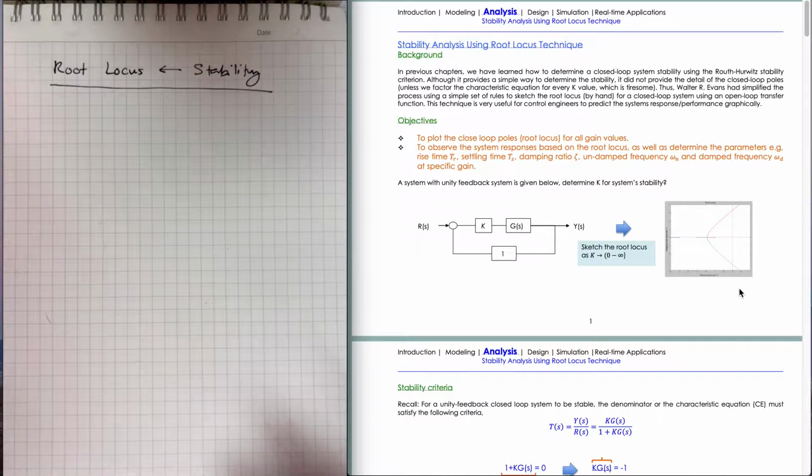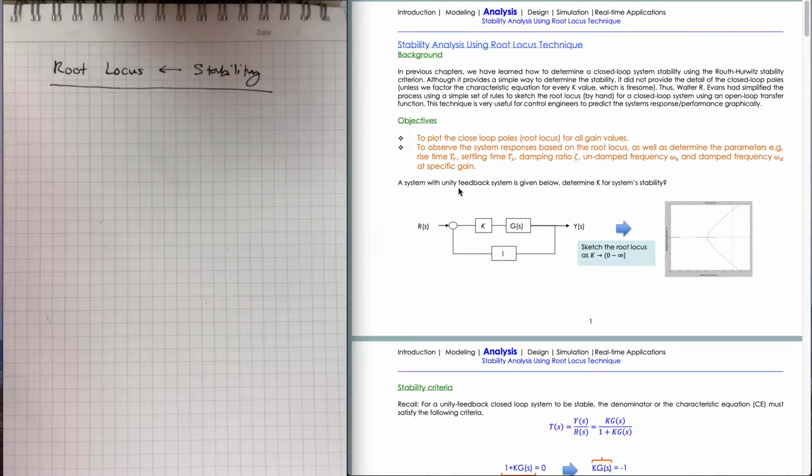Our objective of this topic is to plot the closed loop poles, the root-locus, for all gain values, where the gain is K, to observe the system response based on the root-locus, as well as determine parameters such as Tr, Ts, damping ratio, and so on.